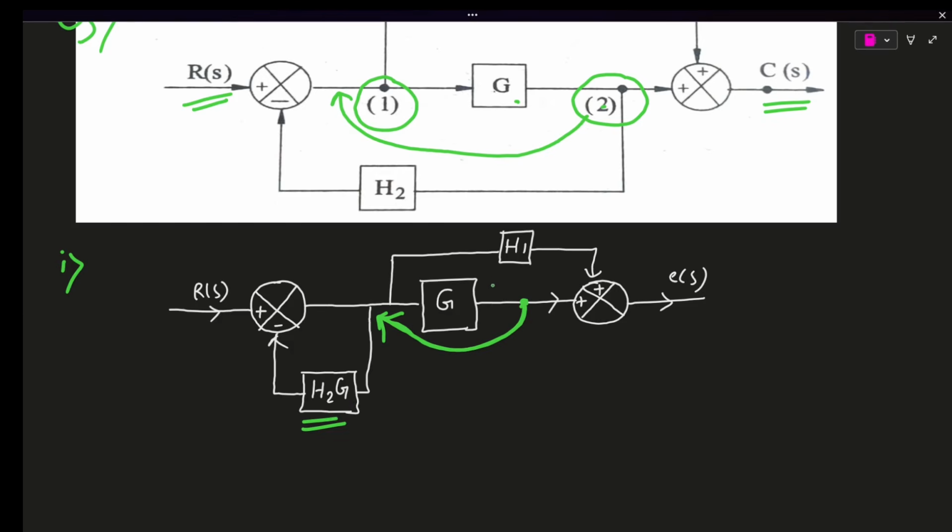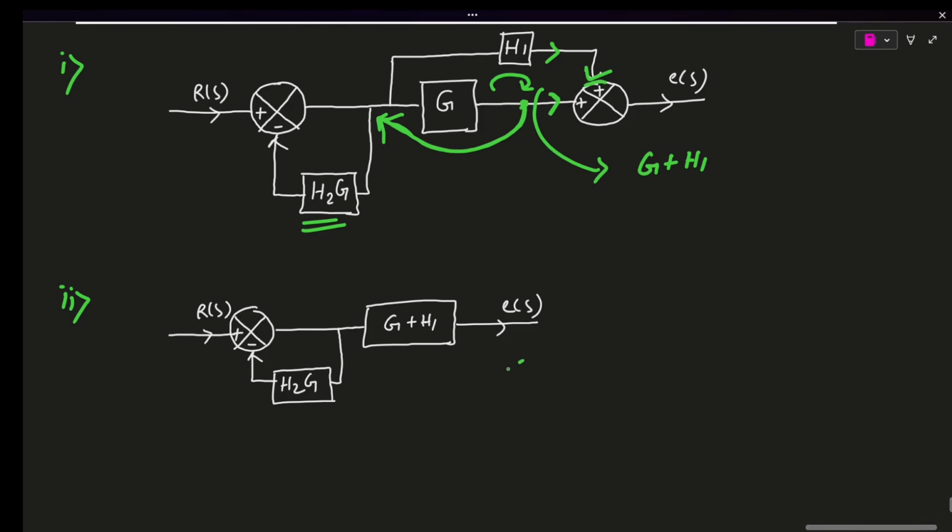Now you can see that the block G and H1 are in parallel connection, as they both are going to add with the adder. You can see H1 is going to this direction and G1 is also going to the same direction, and they are directly adding up with the help of adder. So from this block we will get G plus H1. So let's make the new diagram.